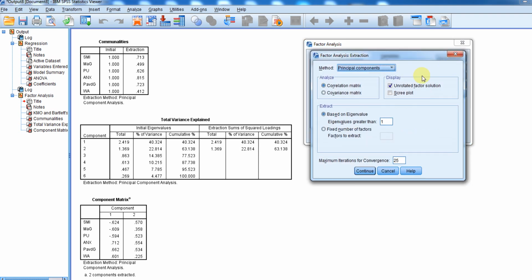We can also utilize a scree plot in order to judge how many components to retain. So this actually provides us a visual strategy for deciding on how many components to retain. So we're going to start right there. We'll go to continue.